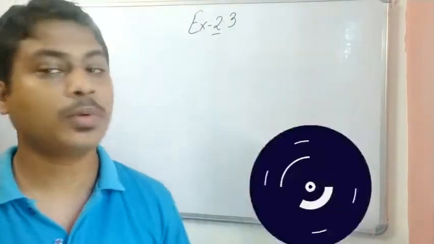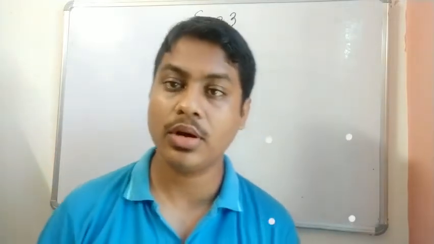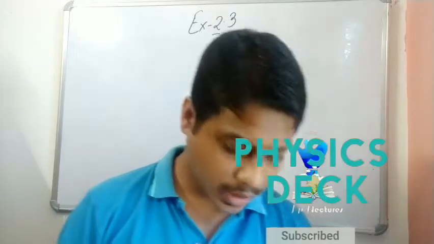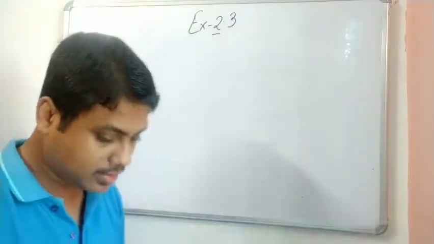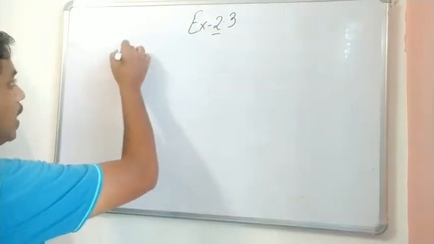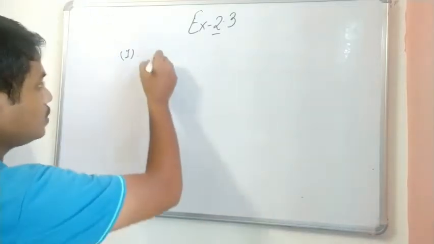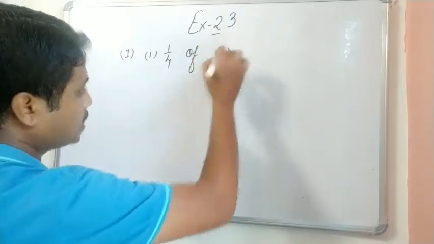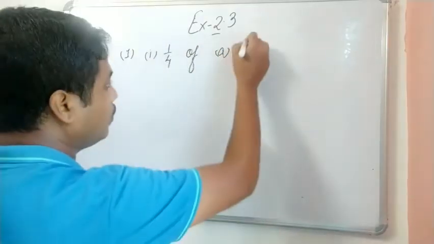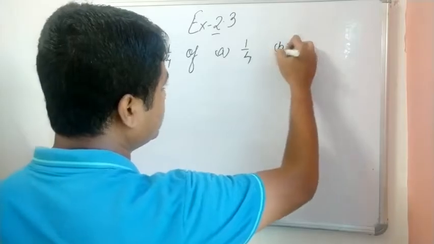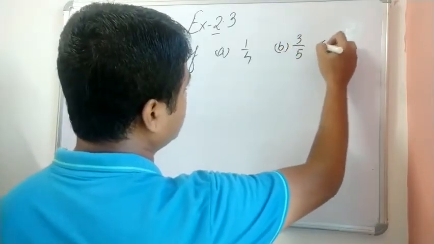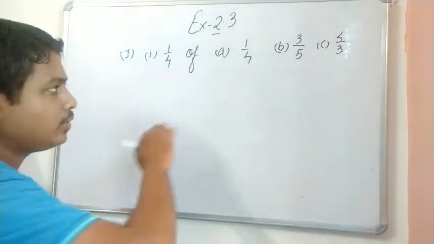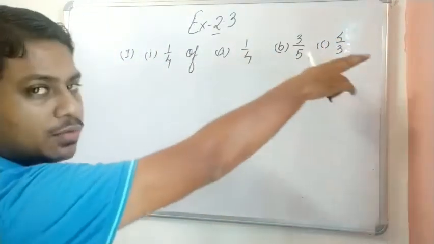To start the exercise 2.3. This is based on multiplication of a fraction by a fraction. The first question that is given in the book is question 1. There are options A, B and C. A is 1 by 4, B is 3 by 5 and C is 4 by 3. We need to multiply the fraction with these three fractions.